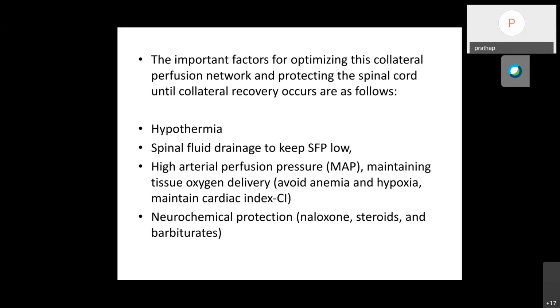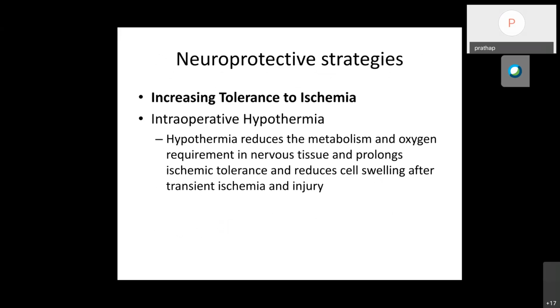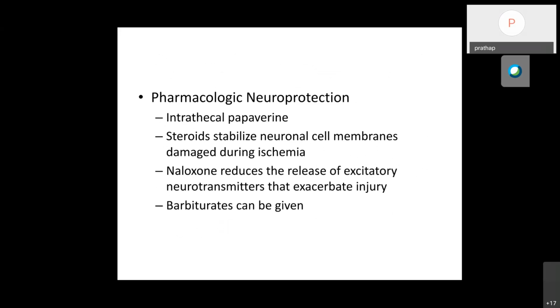So it's important to optimize this collateral circulatory network and spinal cord perfusion pressure and neurochemical protection. The neuroprotective strategies: one is to increase the tolerance to ischemia, which is done by intraoperative hypothermia, wherein the hypothermia reduces the metabolism and oxygen requirement in nervous tissue, prolongs ischemic tolerance and reduces cell swelling after transient ischemia and injury. And pharmacological neuroprotection can be done either by intrathecal papaverine injection or steroids, which stabilize the neuronal cell membranes damaged during ischemia. Naloxone reduces the neurotransmitters that exacerbate injury. Barbiturates also can be given.